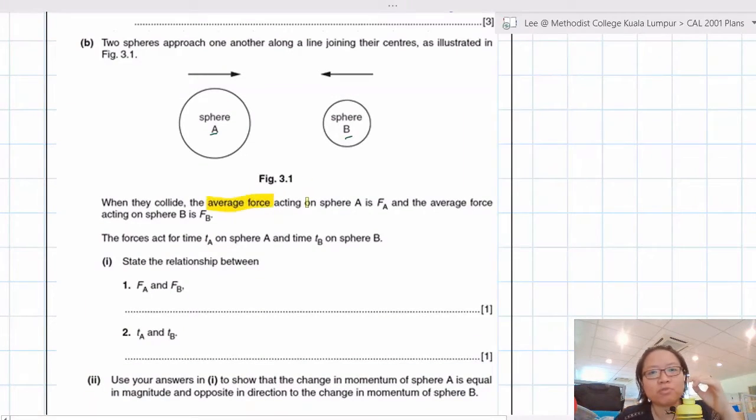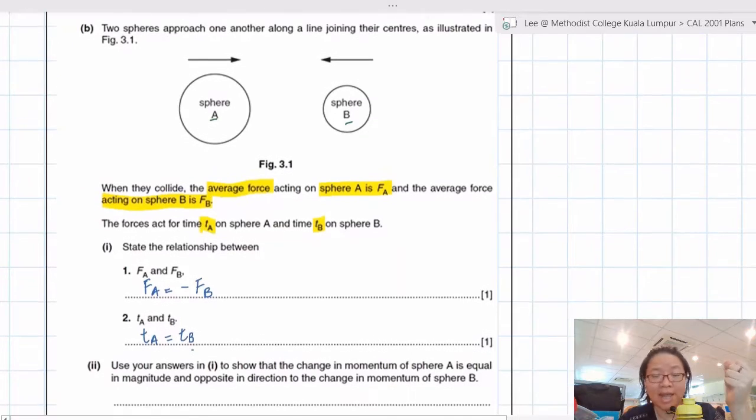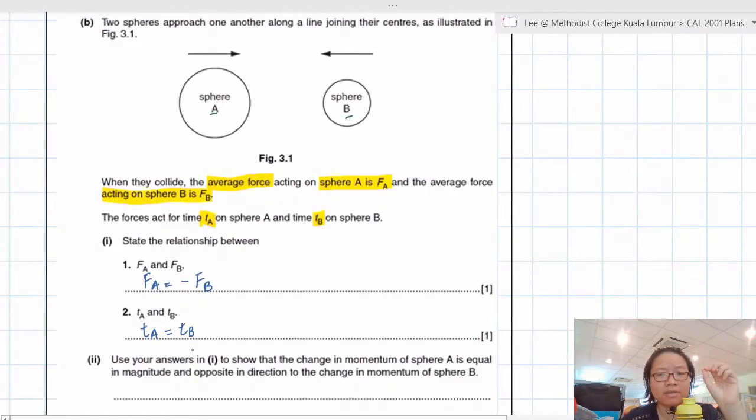So right now you have two spheres, they are about to collide. The average force acting on sphere A is Fa during collision, and on sphere B is Fb during collision. The contact time is Ta and Tb. State the relationship. Fa is equal to negative Fb, Newton's third law, and the contact time must be the same. If you're touching me, that means I'm touching you, lor. So the time that they're touching is the same.